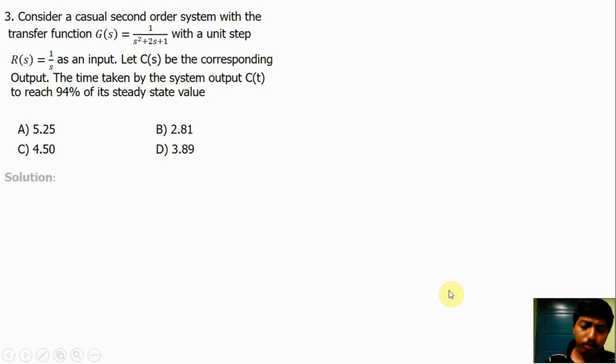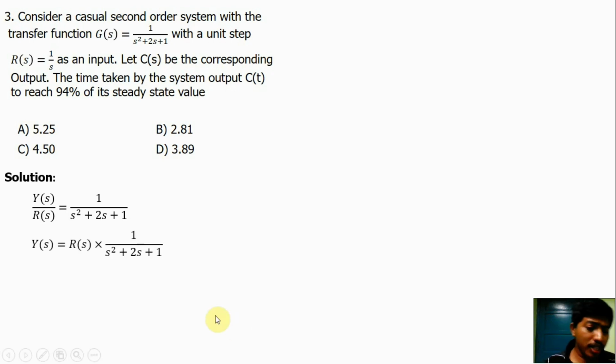So how to find the final steady state value? Y of s by R of s is given, the transfer function 1 by s square plus 2s plus 1. R of s is given, step input, just substitute here, we will get y of s value. We have to find y of t. What is the steady state value?